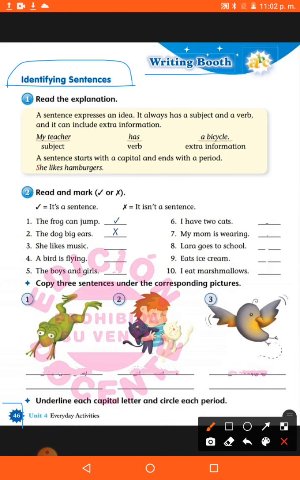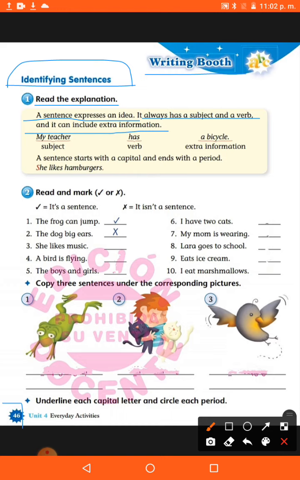In activity number 1, you have to read the explanation about the sentence. So I'm going to start the reading and you are going to repeat after me at home. Repeat. A sentence expresses an idea. It always has a subject and a verb, and it can include extra information.